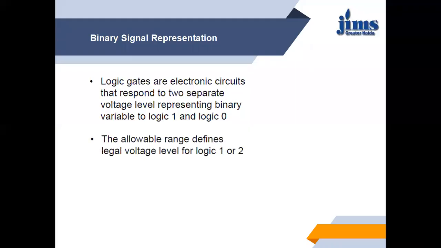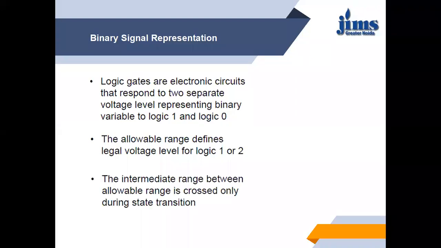The allowable range defines a legal voltage level for logic 1 and logic 0. The intermediate range between the allowable ranges is crossed only during state transition, and transition occurs when the input or the output changes from 0 to 1. So we say there is a positive transition. If the output or input changes from 1 to 0, or 0 to 1, there is a transition when the input is changing.